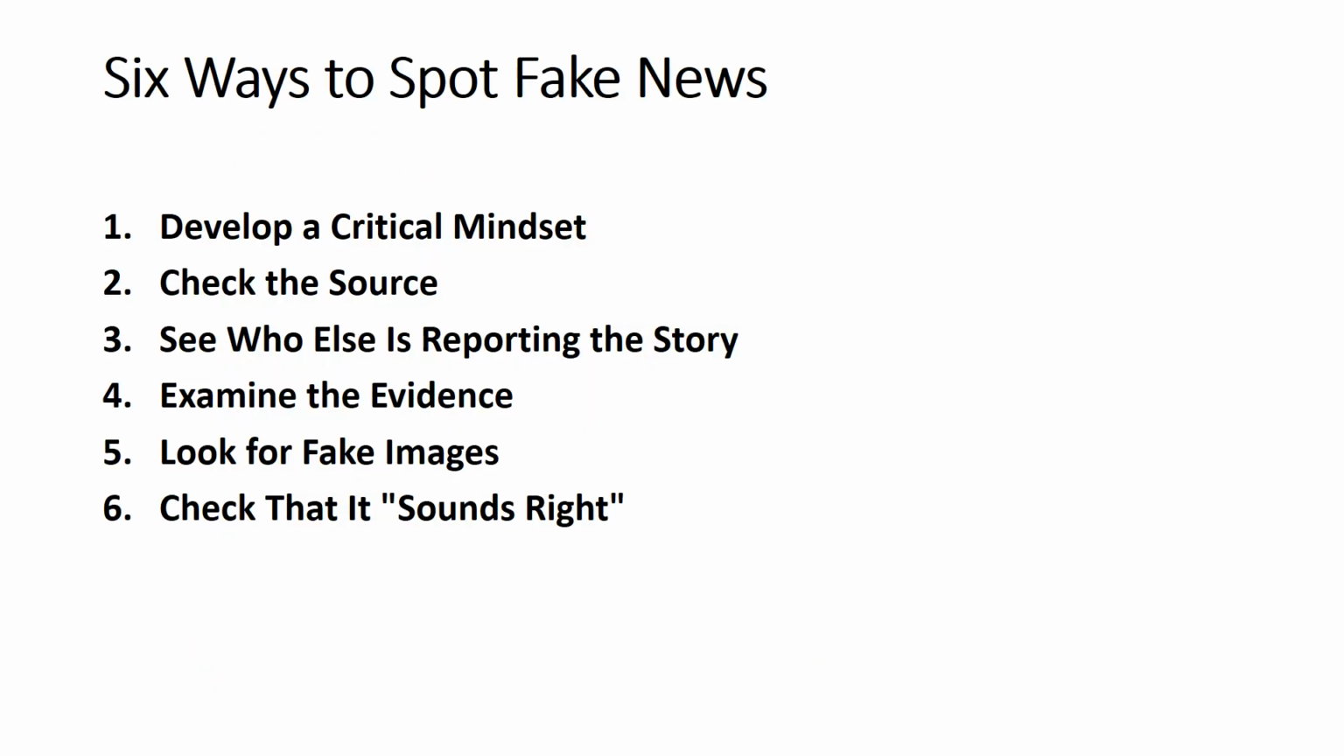There are 6 ways for us to spot fake news. Number 1, and most importantly, is develop a critical mindset. Number 2, check the source. Number 3, see who else is reporting the story. Number 4, examine the evidence. Number 5, look for fake images. Number 6, check that it sounds right. So, what does each of these things mean?